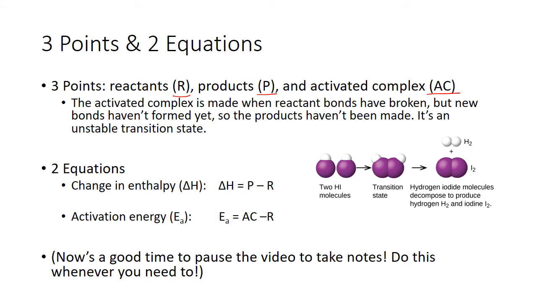The 2 equations that we have are for change in enthalpy. We've seen delta H values before. When we've done stoichiometry, we had delta H values going along with each balanced reaction, that identified exothermic and endothermic. And it's always going to be P minus R. And then we also have activation energy, which you've already seen again in the collision theory video. It's how much energy is needed to break the bonds, and it's going to be AC minus R. So those are 2 really, really important equations. They never ever change. They are what they are.